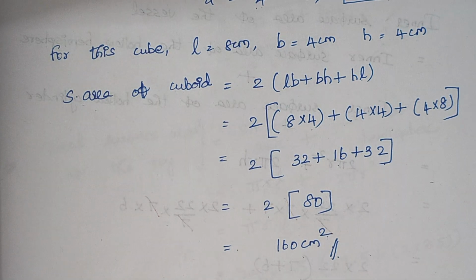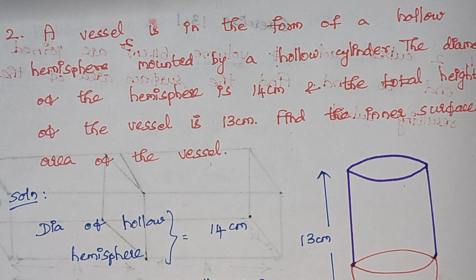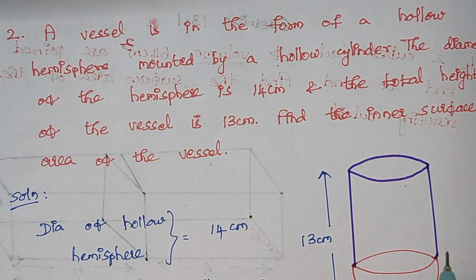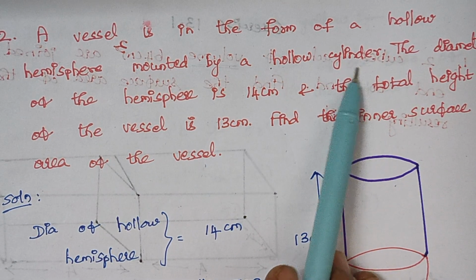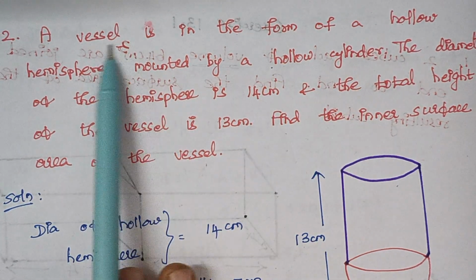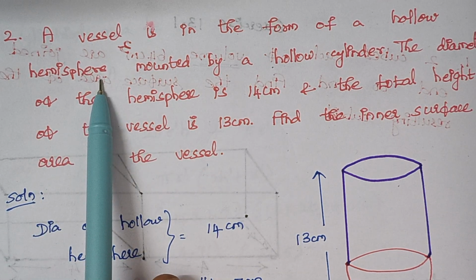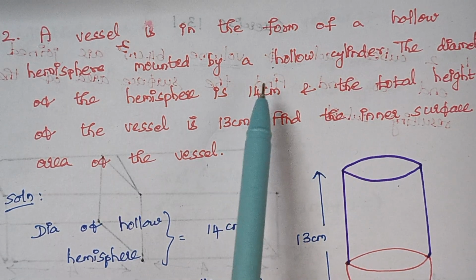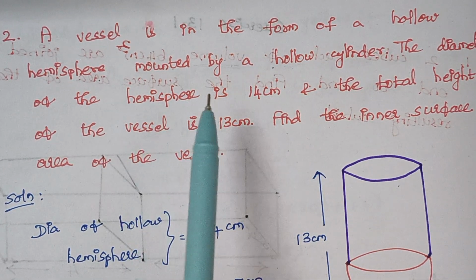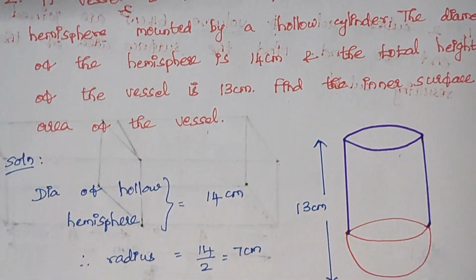Now we will proceed with our second problem. A vessel is in the form of a hollow hemisphere mounted by a hollow cylinder. So here we have a vessel in the form of a hollow hemisphere, and there is a hollow cylinder placed upon it. That is the meaning of mounted. At the top we have a hollow cylinder. So this is our diagram.